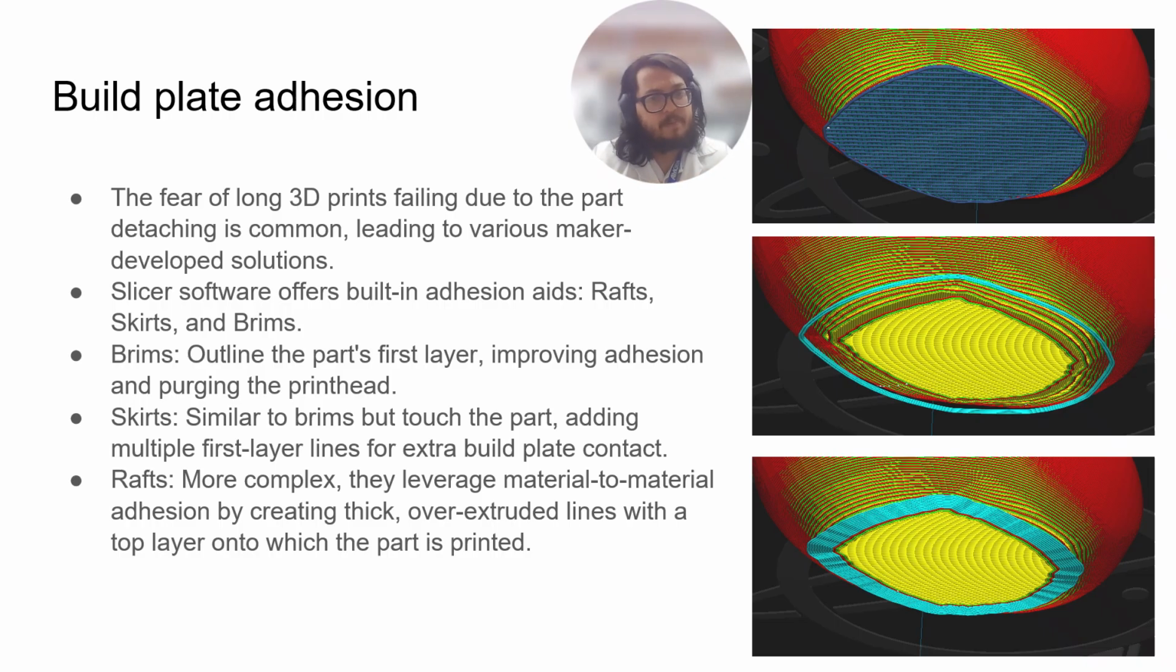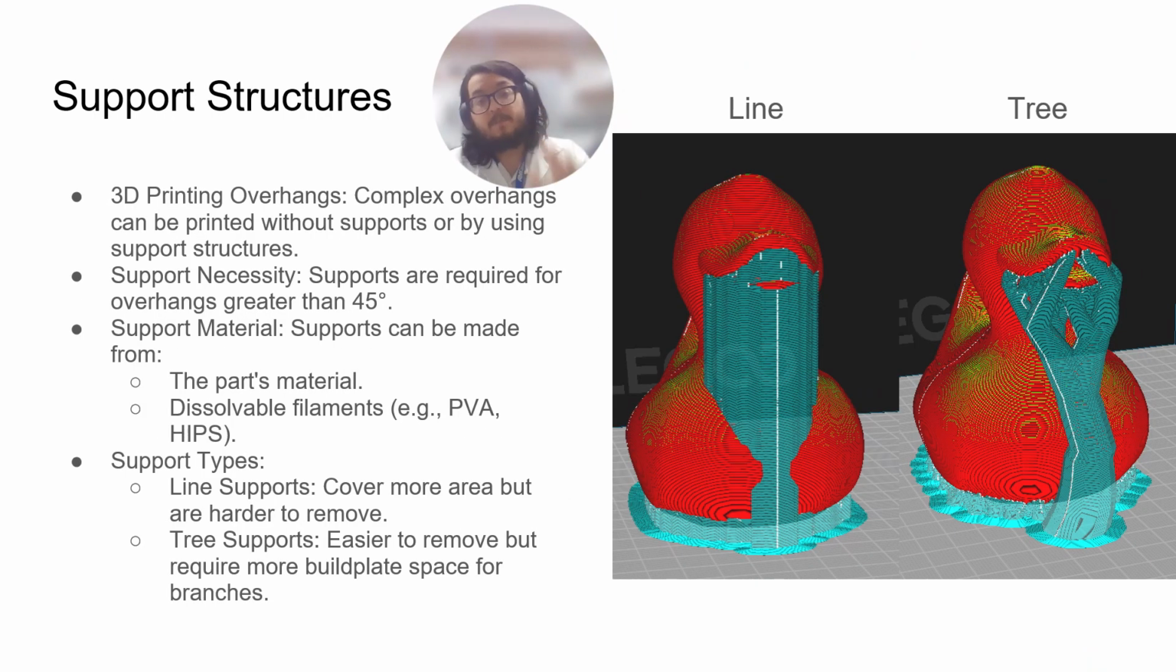And rafts, they're more complex. You typically print very thick, very over-extruded parts and layers onto the build plate and print on top of that, because the idea is that the better adhesion is going to be to the material itself. So PLA is going to adhere better to PLA itself. That's why we create these very thick, very over-extruded lines and layers, to have our parts printed on top of this. And last, but not least, we have the support structures.